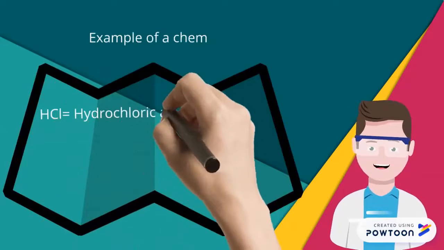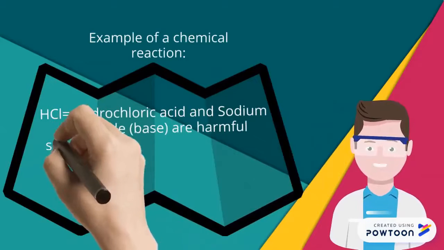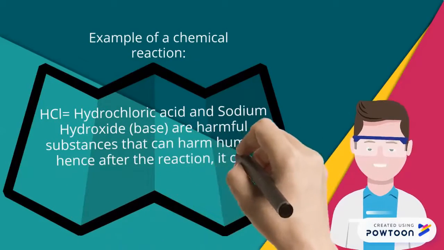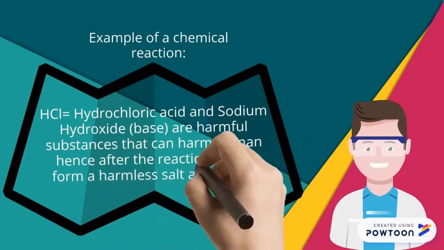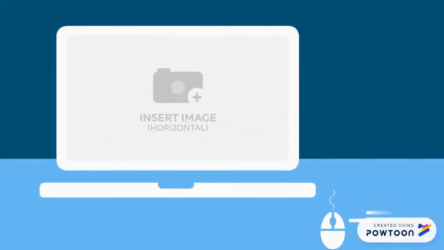One example of a chemical reaction is hydrochloric acid and sodium hydroxide. Hydrochloric acid is an acid and sodium hydroxide is a base, both harmful substances that can harm humans. Hence, after the reaction, it can form a harmless salt and water.